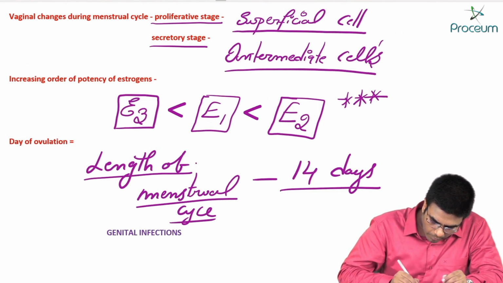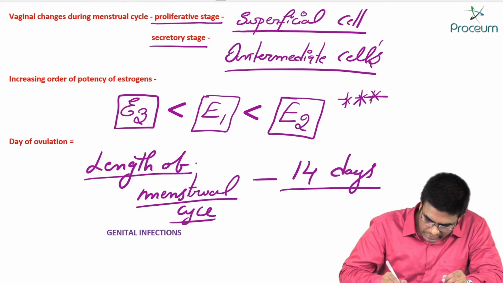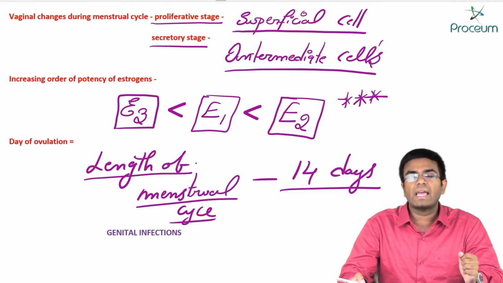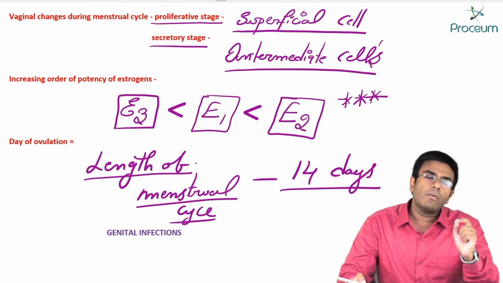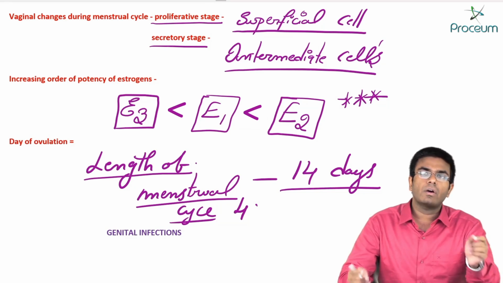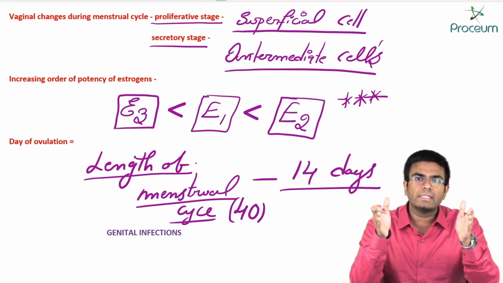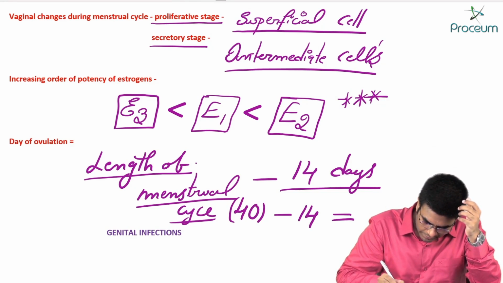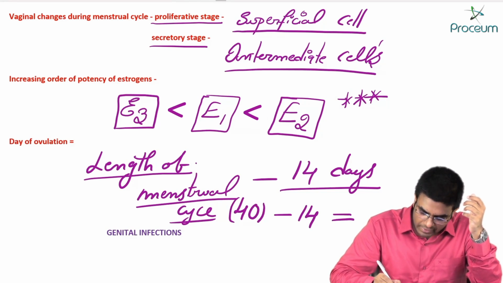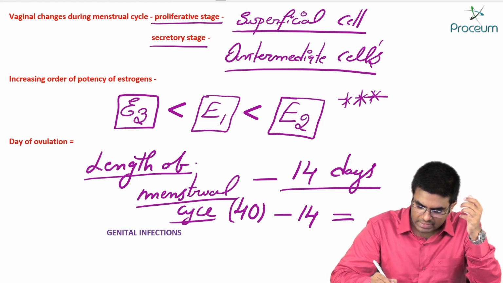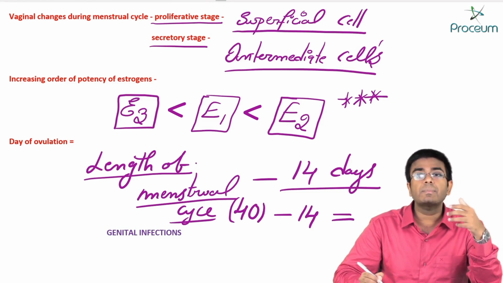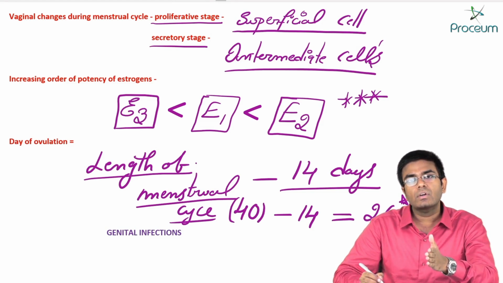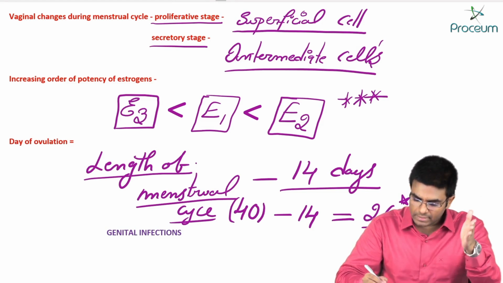For example, a female is having a 40 day menstrual cycle. The length of her menstrual cycle is 40 days, for example. Now, minus 14 days. See, this minus 14 is constant. So, on which day might she have ovulated? 40 minus 14. It is on day 26 she has ovulated. So, this is the day of ovulation.